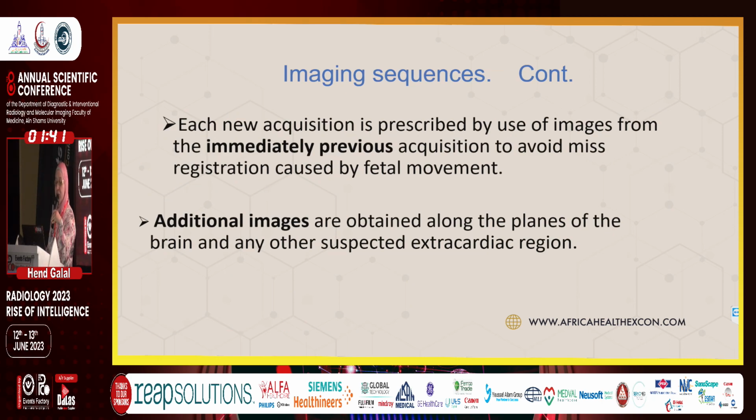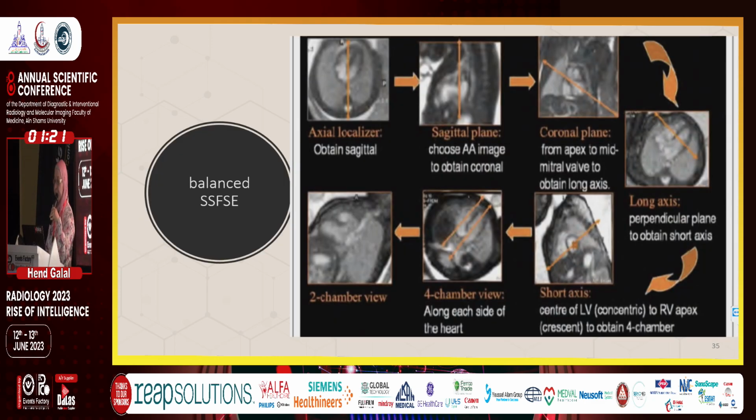Important point: each new acquisition must be dependent on the immediately previous acquisition, because if the previous acquisition has a motion artifact, it will result in a subsequently artifacted sequence, and additional images are designed. However, if they see an accidental finding.